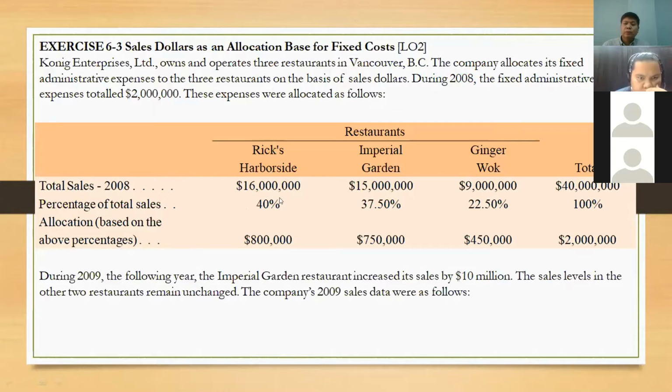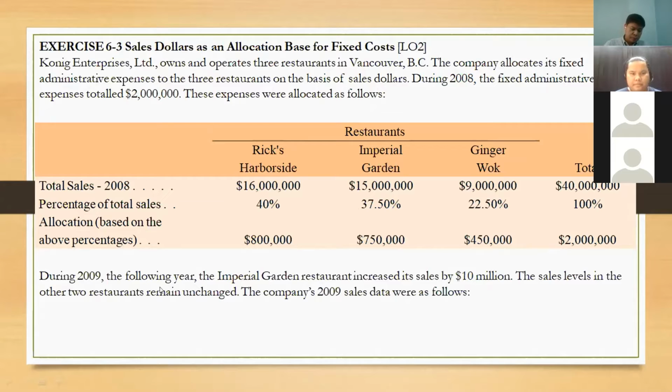allocation is 40% of the 2 million. So that would give you $800,000. For Imperial Garden it is 37.5%. To get the percentage of the administrative expenses, that would give you 750. For Ginger Walk it is 450. So their total is exactly 2 million. So that was their allocation for 2008.